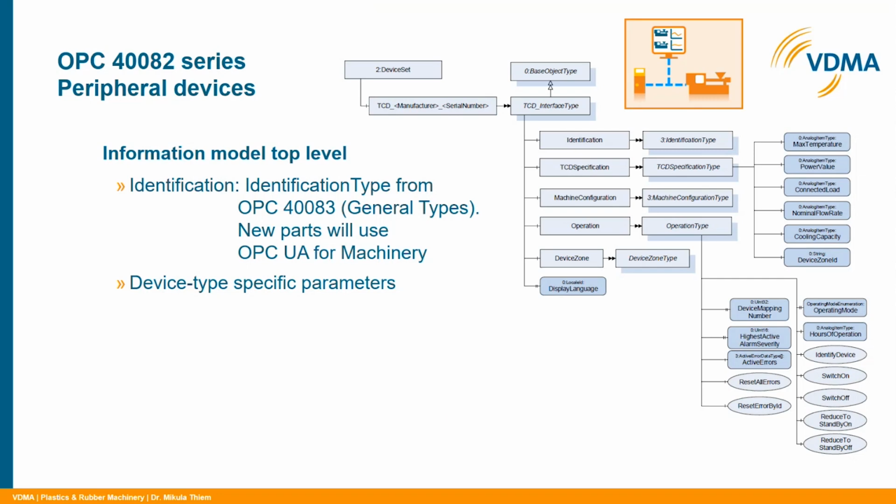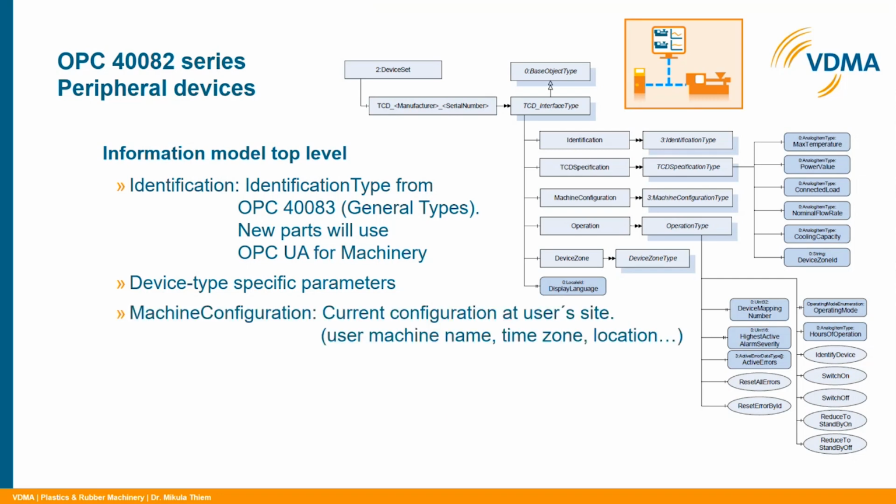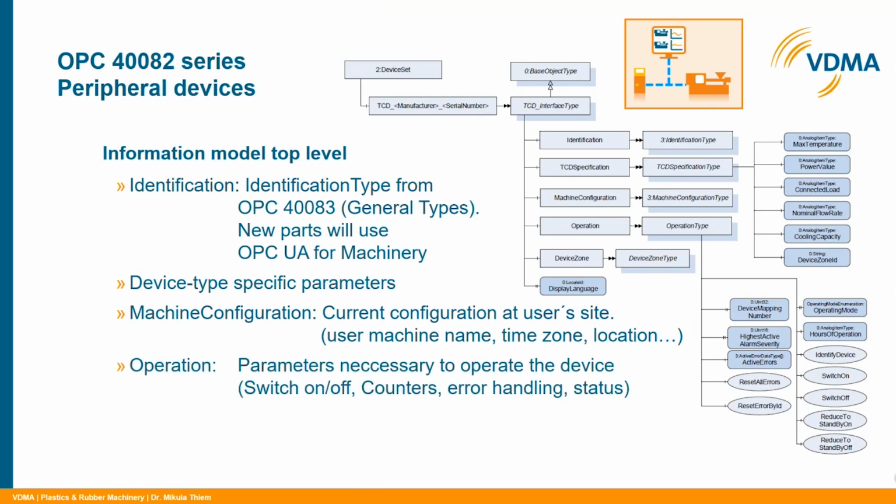Here it is maximum temperature, nominal flow rate, for example. Then we have a machine configuration type, also from the OPC 40083, where the user can give his own configuration values, like an own given name, or he can define the time zone where the machine is located, or give a user-specific location like Hall A, Factory B, and this is in this type. Then we have an operation type with parameters necessary to operate the device. See here, for example, the switch on and off method.